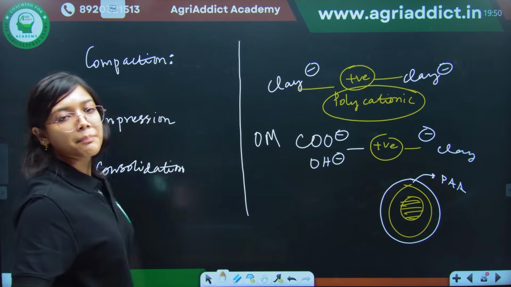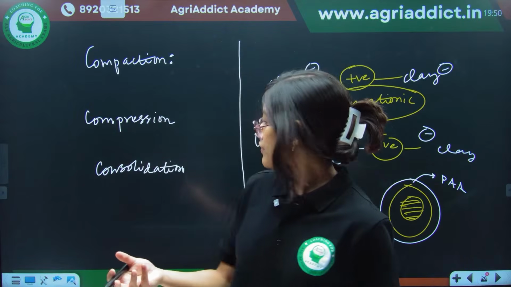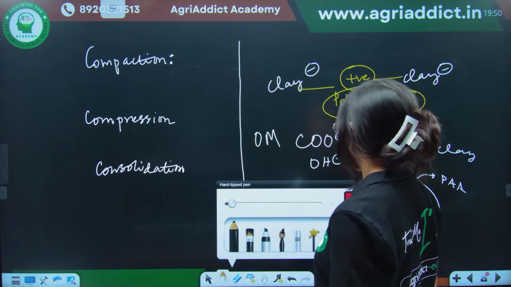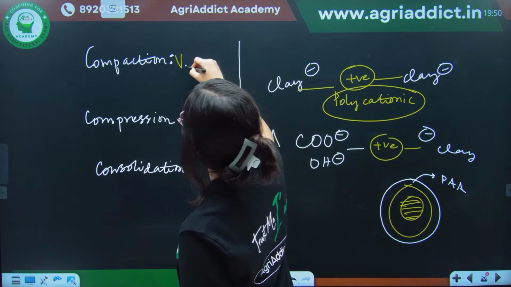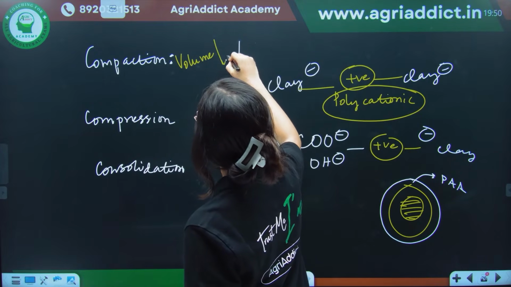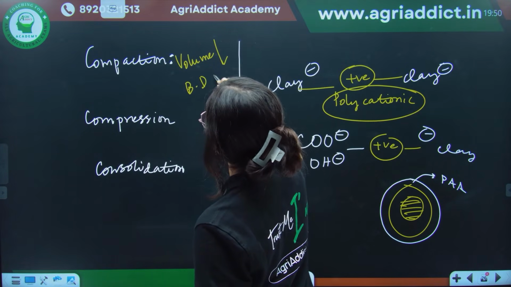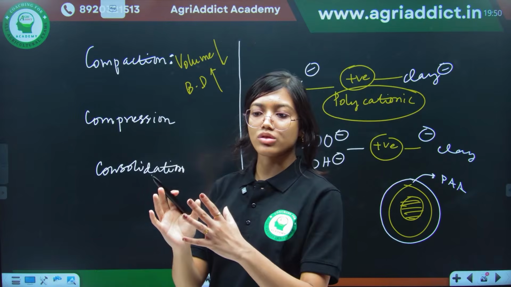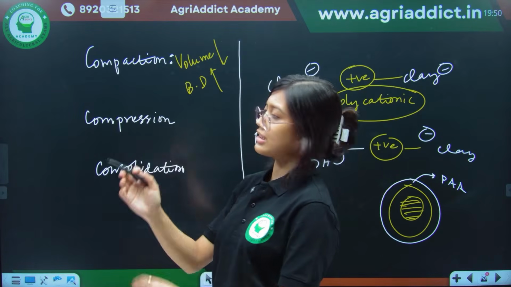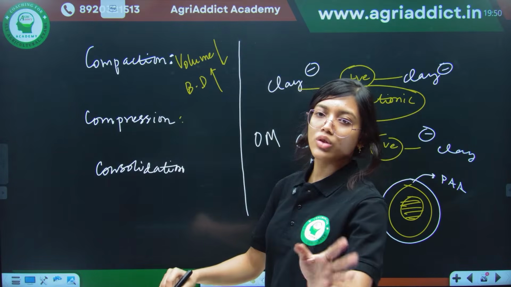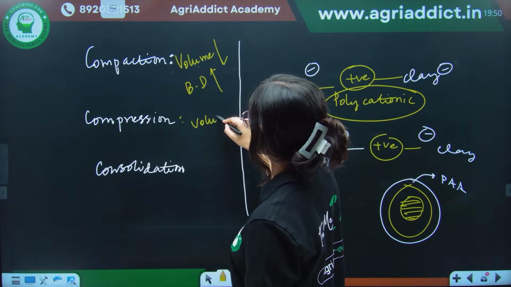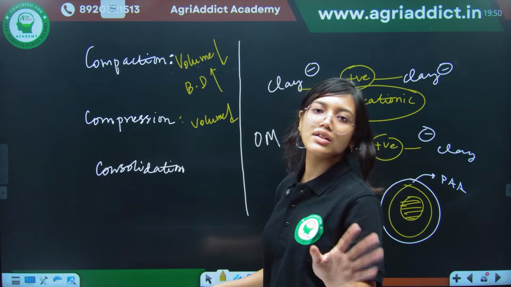Whenever you have compaction, there will be a decrease in volume and your bulk density will increase. You are compacting your soil, volume decreases, bulk density increases. Whenever you are undergoing compression, only there will be the decrease in volume, but bulk density will not change.